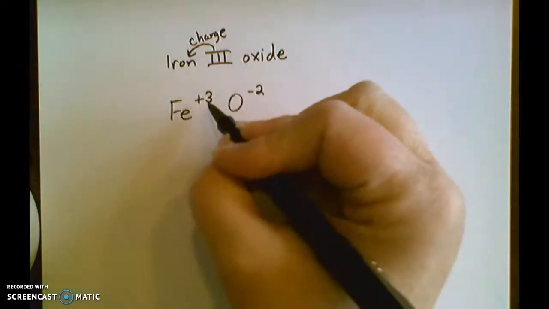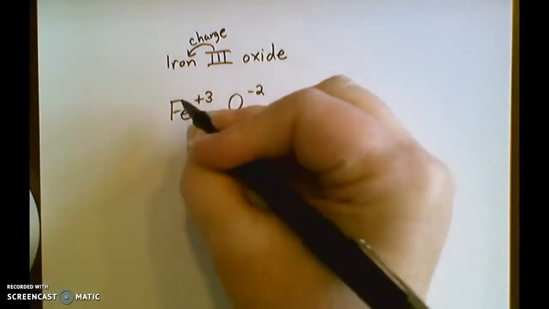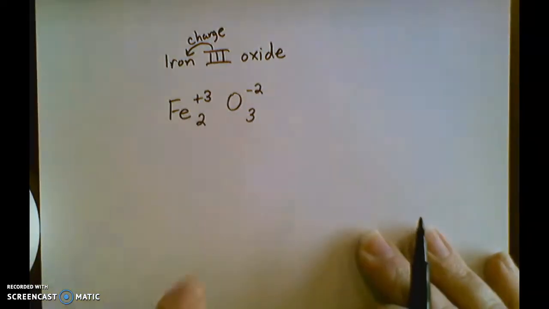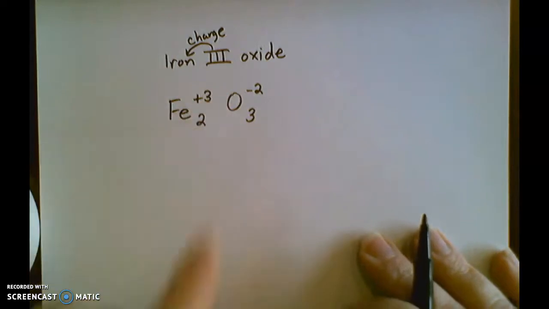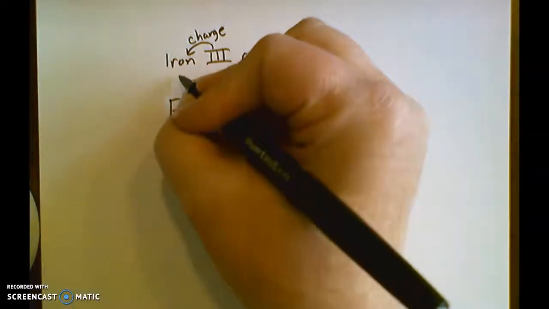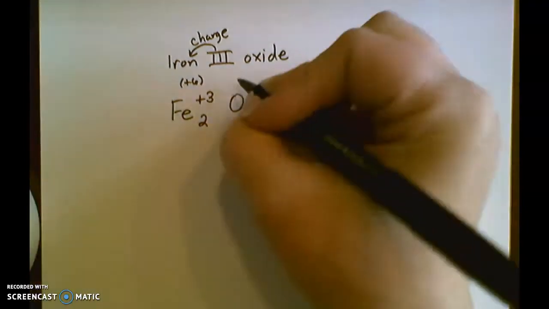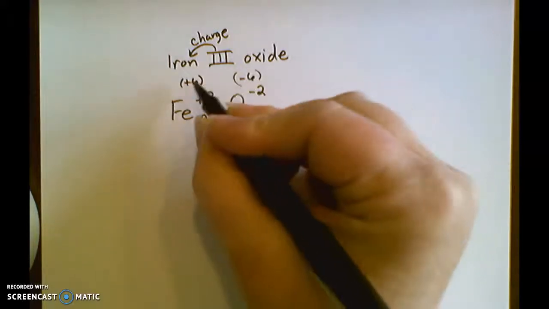So I see that iron has a 3, so I'm going to put a 3 with the oxygen. Oxygen has a -2 charge. I'm going to put the 2 with the iron. And again, just double check and make sure. 2 +3s give me a total +6 here. 3 times -2 gives me a -6 there. So those 2 cancel each other out.